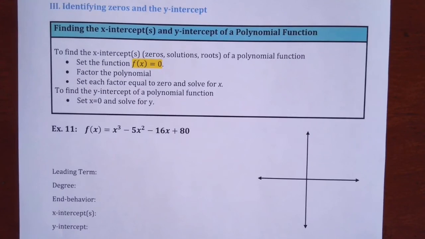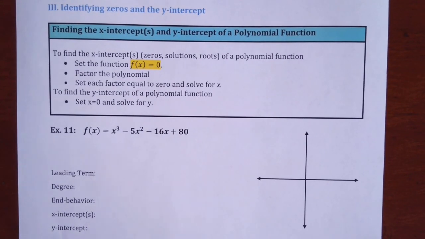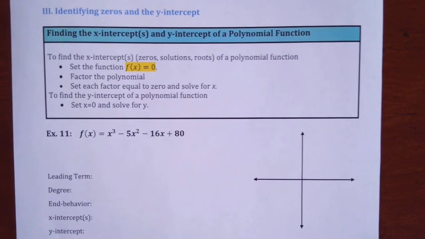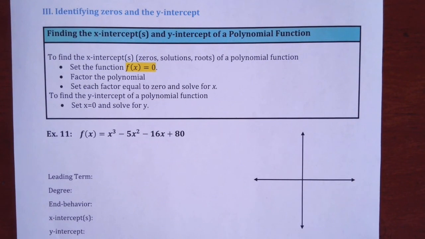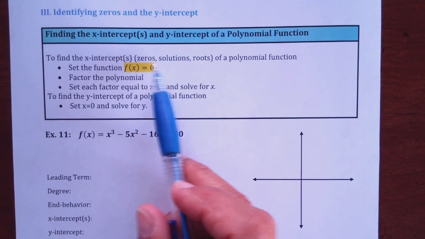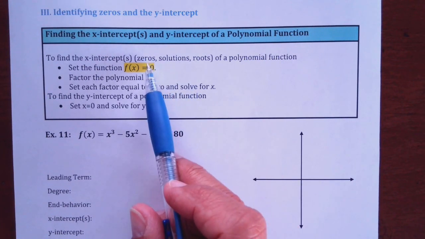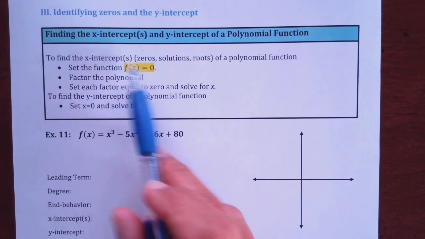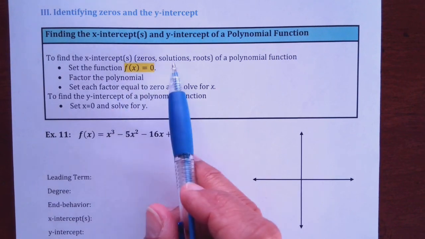So let's move on to finding the X-intercepts and the Y-intercepts, all of which you guys know how to do. So this should be just a review, and then we're going to put it all together. All right, so to find the X-intercepts, which remember there's lots of words for that. You could be asked to find the zeros, the solutions, the roots. That all means the same thing. Where does the graph cross the x-axis?